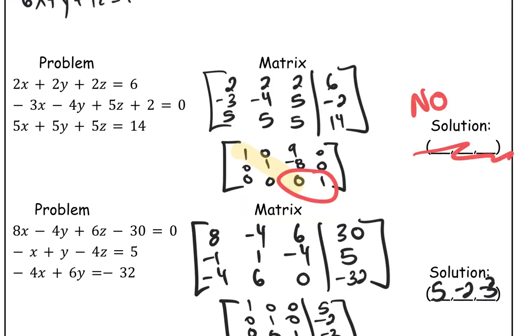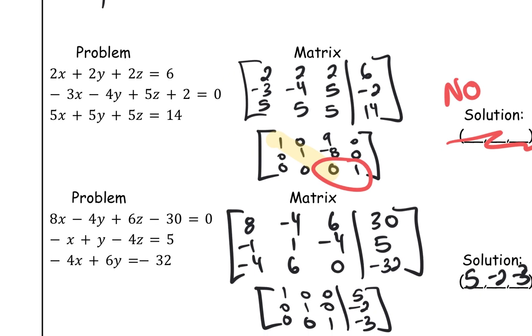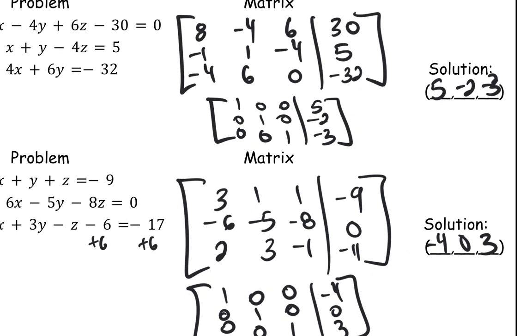This is my answer for the second problem. Here's what the matrix looks like after I fixed it. I moved this 30 that way, so I made it positive. And here, I didn't have a Z, so I made it 0. I did have the one in a diagonal, so these were my answers.